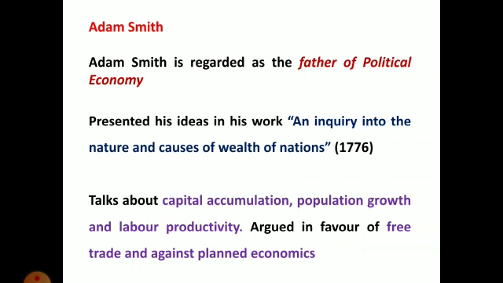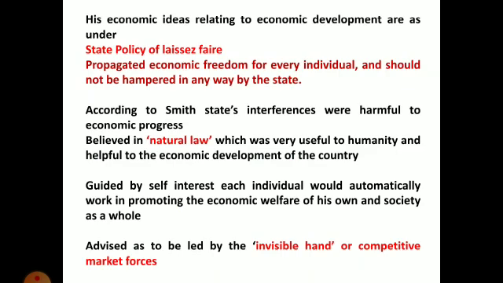In his book, he talks about capital accumulation, population growth, and labor productivity. He always argued in favor of free trade and was always against planned economies. His economic ideas relating to economic development are as follows.